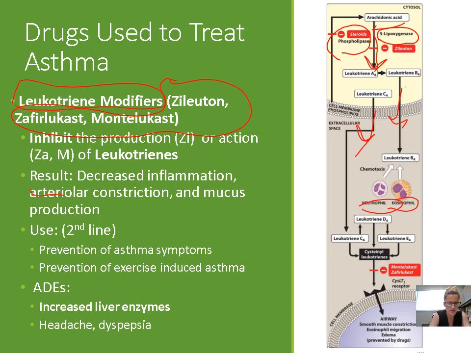I wrote arteriolar. That's bronchiolar constriction. They also cause mucus production. So they're causing all of the issues that happen in asthma. By blocking these leukotrienes in some way, you can help prevent those symptoms. Zileuton works by inhibiting the production of leukotrienes. You can see Zileuton right here, inhibiting the lipoxygenase to inhibit the production.